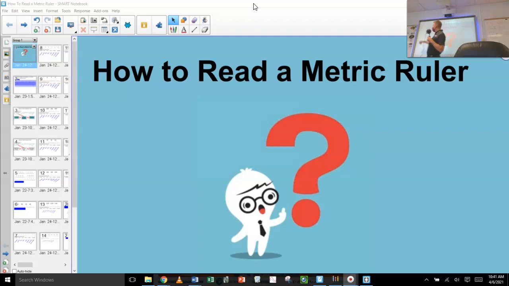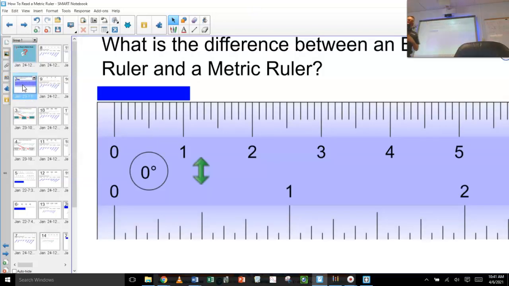So first part is, what is the difference between an English ruler and a metric ruler? Do you guys know the difference between English rulers and metric rulers? What makes a metric ruler a metric ruler, and what makes an English ruler an English ruler? Metric rulers are smaller. What's that?